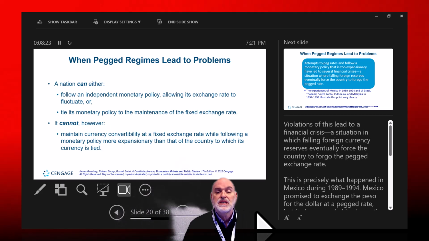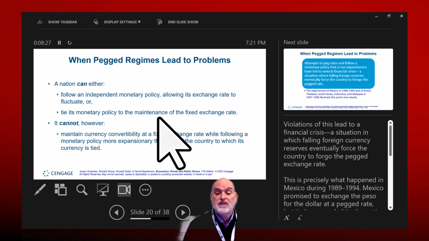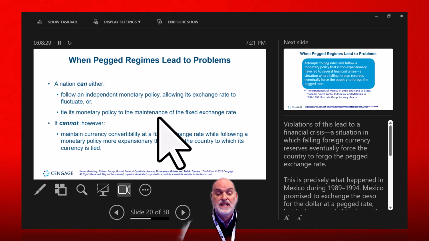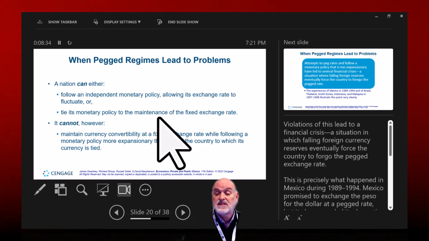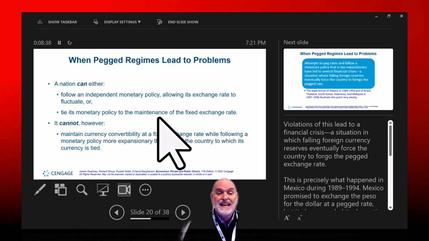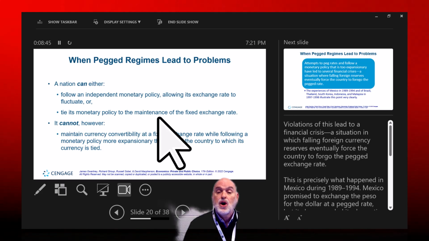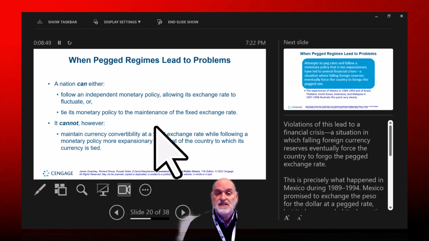When pegged regimes lead to problems, a nation can either follow an independent monetary policy allowing its exchange rate to fluctuate, or tie its monetary policy to the maintenance of the fixed exchange rate. It cannot, however, maintain currency convertibility at a fixed exchange rate while following a monetary policy more expansionary than that of the country to which its currency is tied.